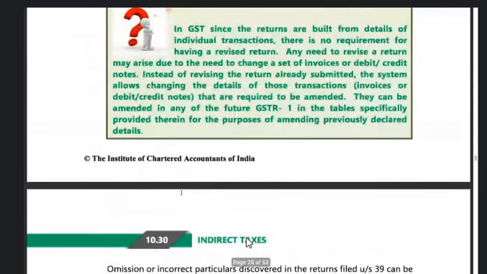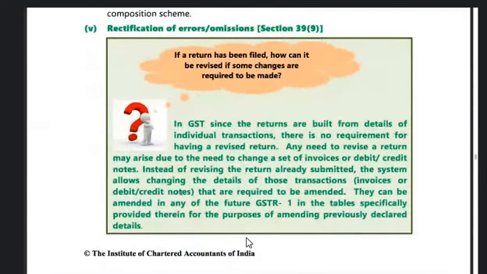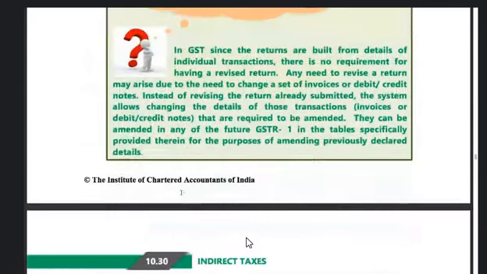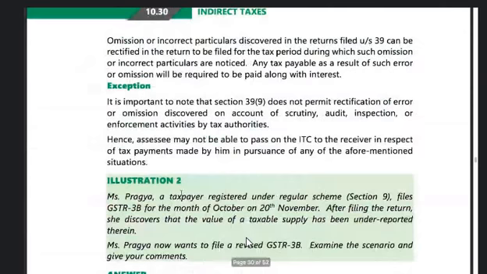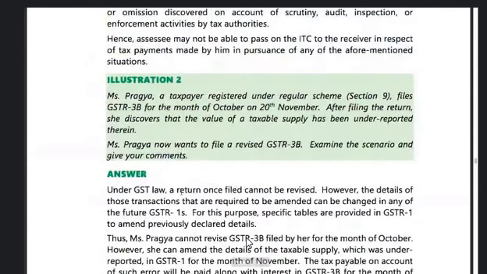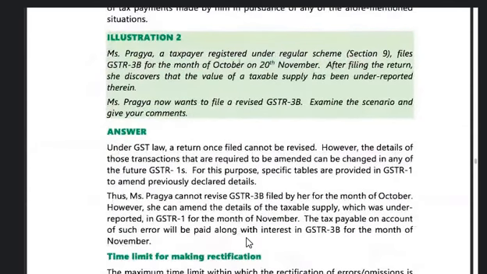So again, in GSTR 3B, if you make any mistake, you cannot revise the return. You only can amend the values in the succeeding month. Ms. Pragriya, a taxpayer registered under regular scheme, section 9, files GSTR 3B for the month of October and November on 20th November. After filing the return, she discovered that the value of taxable supply has been underreported therein.